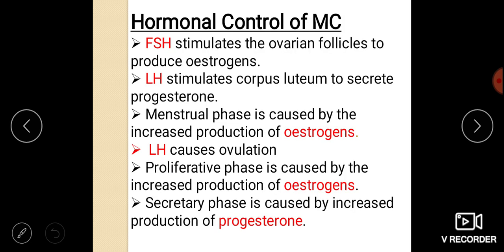Now, hormonal control of the menstrual cycle. Certain hormones which I have already mentioned, the FSH, LH, estrogens and progesterone, play a vital role in the menstrual cycle. If there is a deficiency of any hormone, or there is under secretion of any hormone, it may interfere with the menstrual cycle.